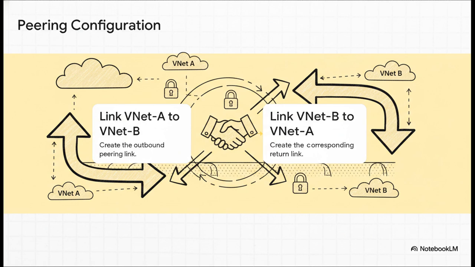Now, setting up this peering isn't a one-way street. You have to think of it like a two-way handshake. You have to create the peering link from VNet A over to VNet B, and then you have to create another one going from VNet B back to VNet A. Both sides have to agree to the connection before that tunnel is actually open for traffic.